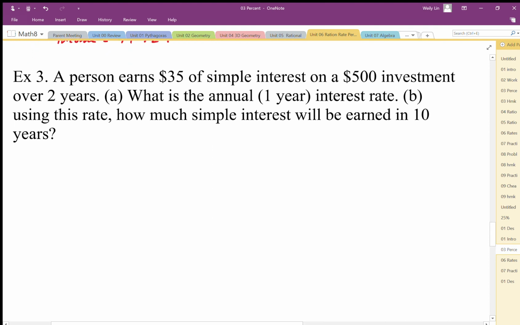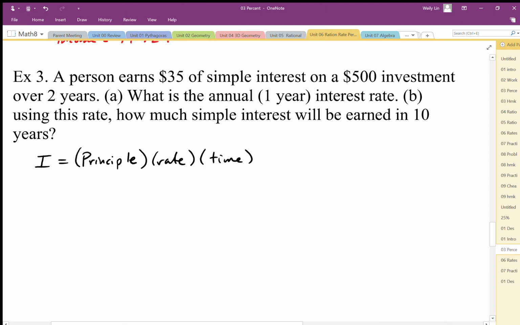Here a person earns $35 of simple interest on a $500 investment over 2 years. So our simple interest formula looks like this. Our interest is equal to the principal, that's the amount we have, times the rate, times the number of years or the time.